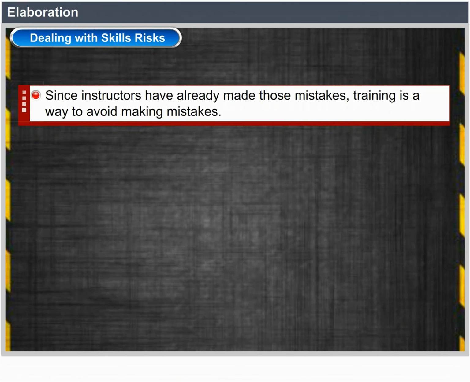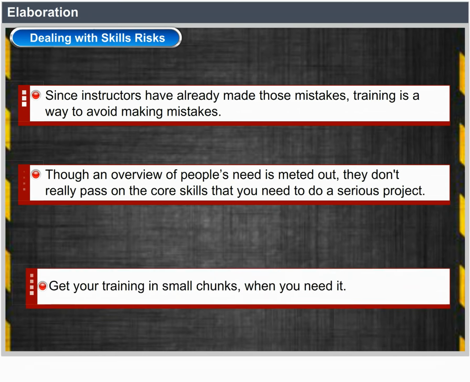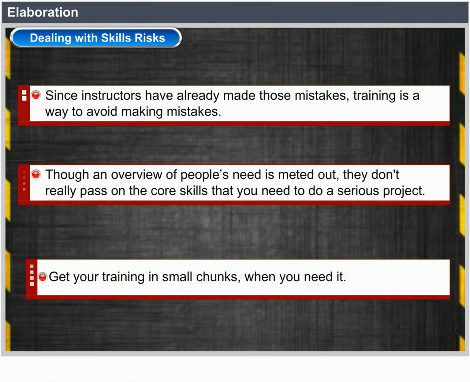Dealing with skills risk. Since instructors have already made those mistakes, training is a way to avoid making mistakes. Though it gives an overview of people's needs, it doesn't really pass on the core skills that you need to do a serious project. Get your training in small chunks when you need it.